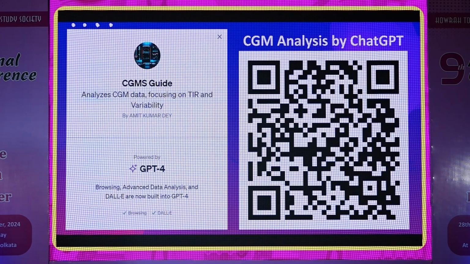You want to access it, and if this is for paid users of ChatGPT, you just have to take a photograph, scan the QR code later, keep it with you. This has been trained on 200 continuous glucose monitoring graphs. It has been custom trained to give you the whole response of the continuous glucose monitoring graph.